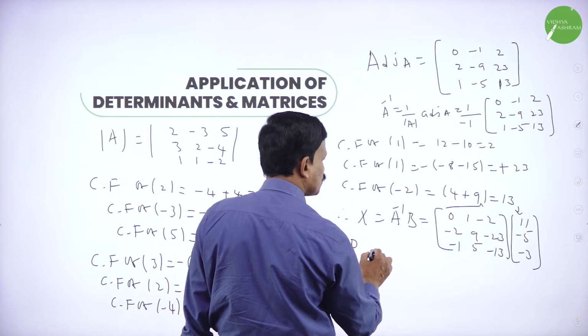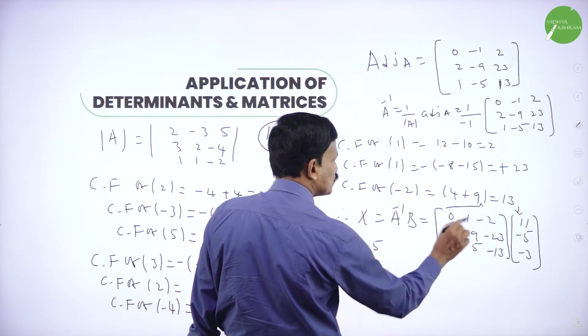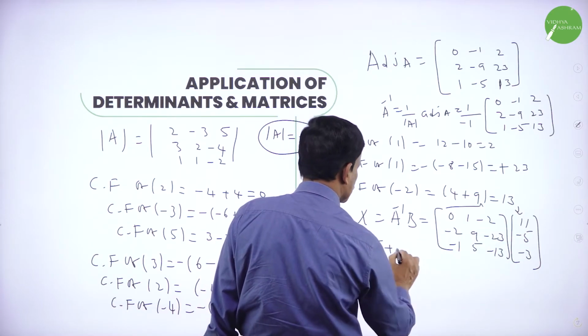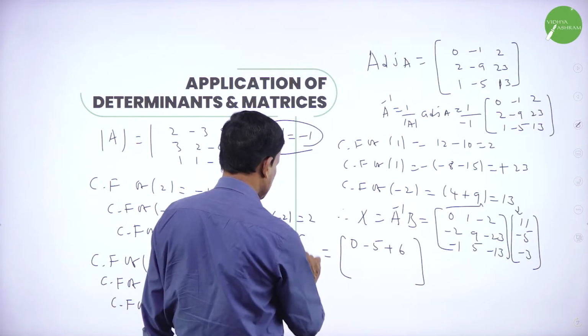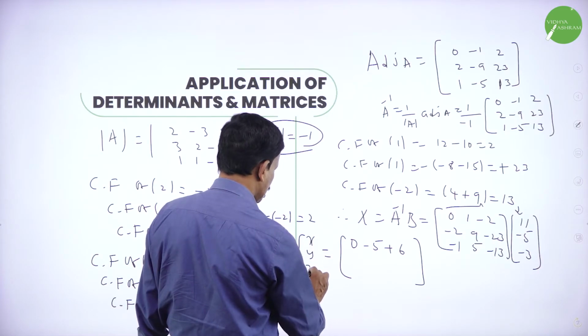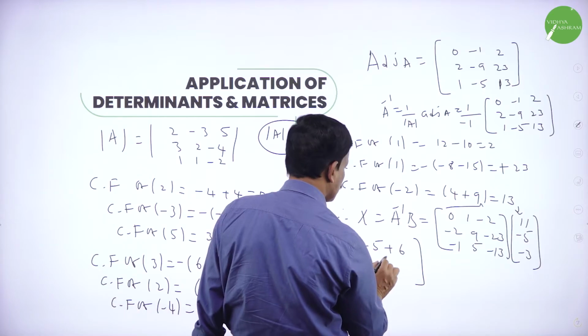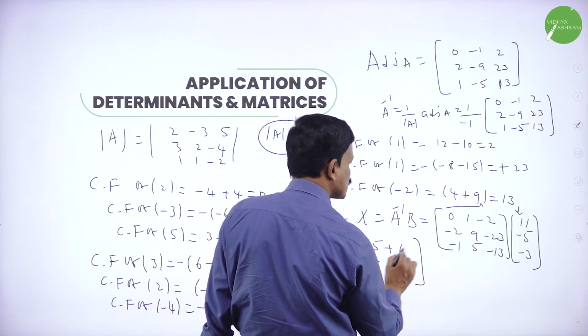First row, first column: 11 into 0 is 0. 1 5s are 5, that is 1 into 5 is 5. Minus into minus plus 2 3s are 6. This is X, Y and Z. Now 11 2s are 22, minus 22, minus 9 into 5.